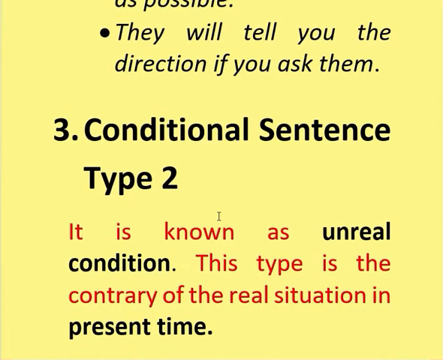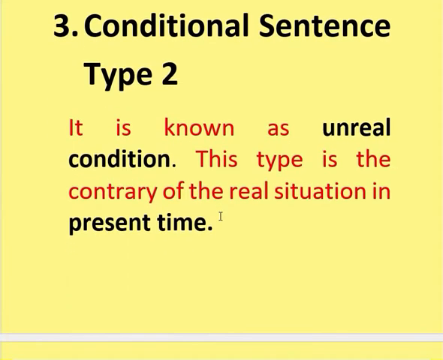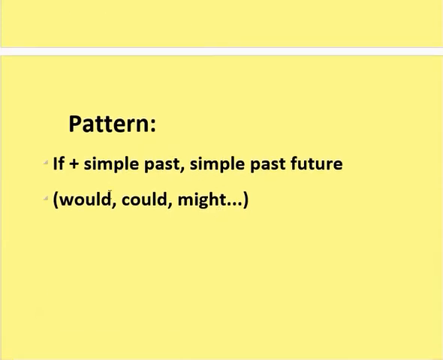And then we have conditional sentence type 2. It is known as unreal condition. This type is the contrary of the real situation in present time. The pattern: if, simple past, simple past future. Once again, you can replace would with could and also might.